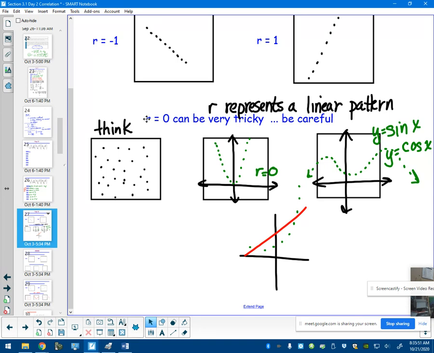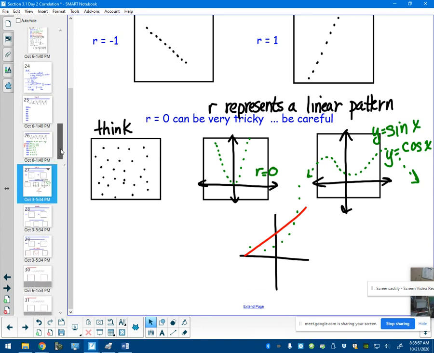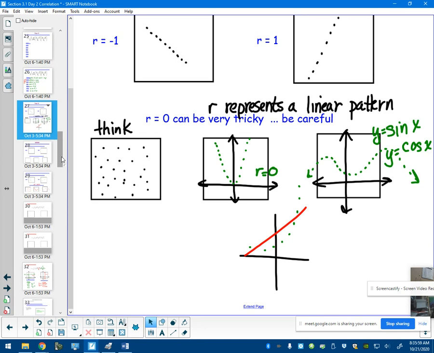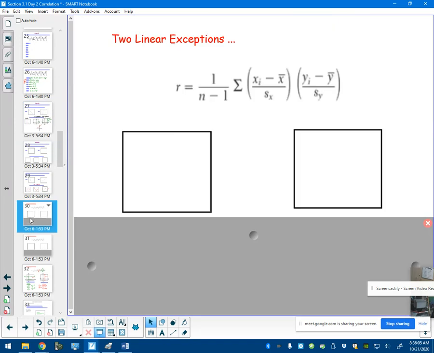But then we have two exceptions. So that's what we're going to do next. Does anybody have any questions so far? This is a day of all the little pieces and parts of what R is. All right. There are two exceptions to perfect lines. So these are two linear exceptions.